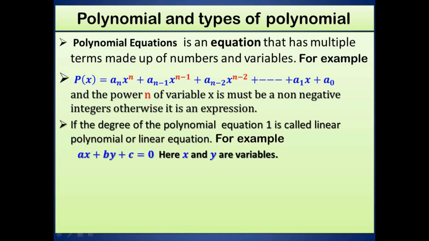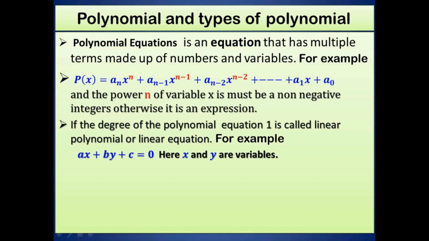For example, this is a general linear equation: ax plus by plus c is equal to 0. But I didn't write p of x. You cannot write p of x. Do you know why? Because in a polynomial, only the variable x arises, but here x and y both are the variables. And what are a, b and c?